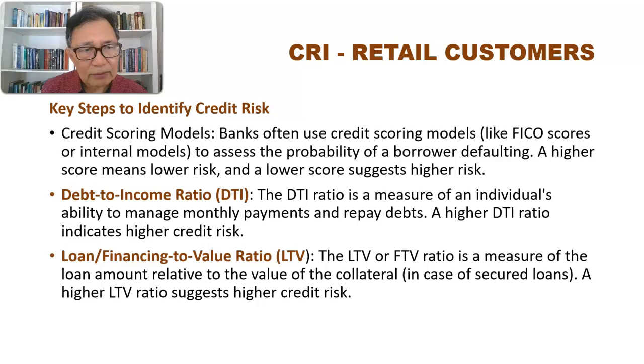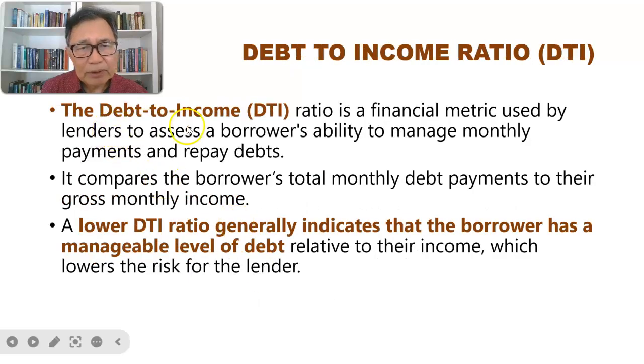We would like to go into this as we move on. The debt to income ratio, the DTI, is a financial metric used by banks to assess a borrower's ability to manage monthly payments and to repay debt. It compares the borrower's monthly debt payment to their gross monthly income. So the assessment of the credit standing of the customer will be based on how much monthly debt payment the customer currently has plus their monthly salary. A lower DTI ratio generally indicates that the borrower has a manageable level of debt relative to their income, which lowers the risk for the bank.